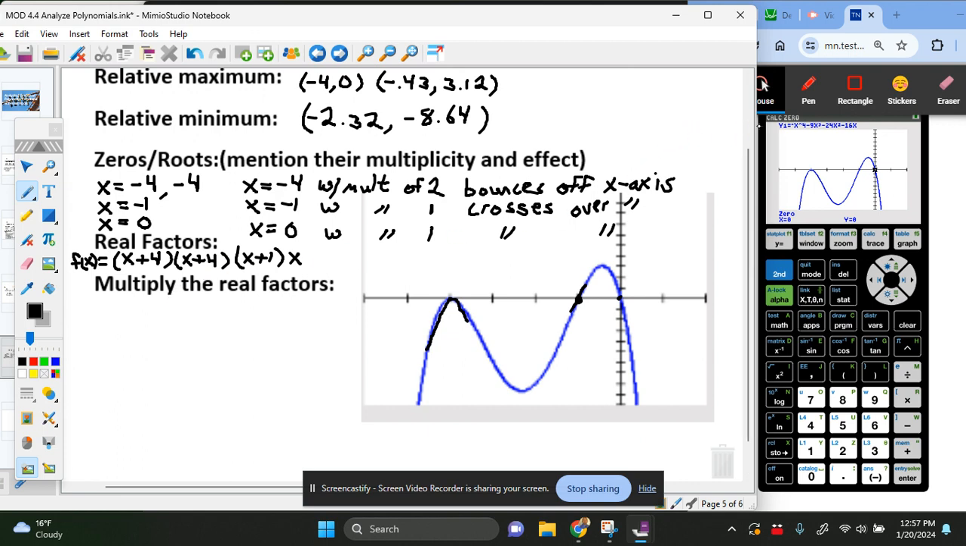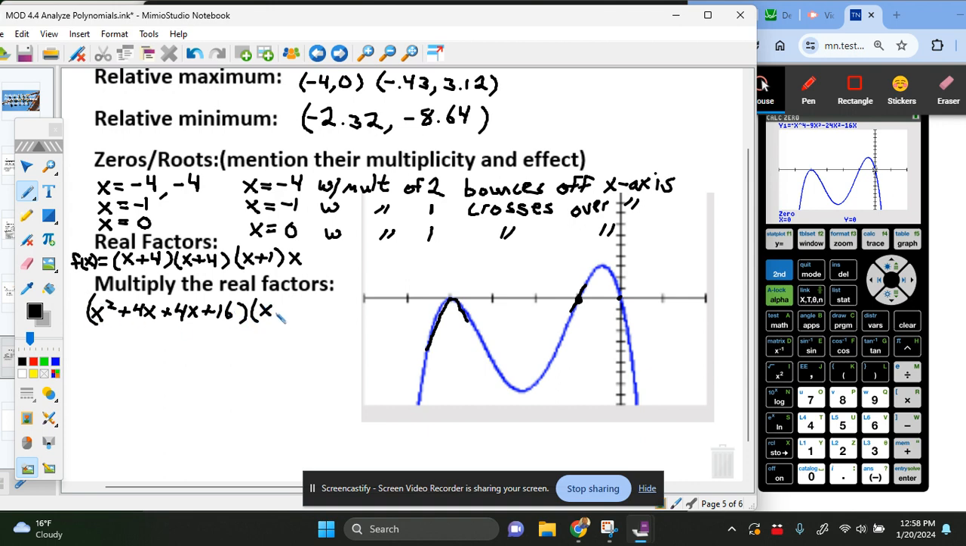The original function is x to the 4th power minus 9x cubed minus 24x squared minus 16x. So let's multiply all of these. We got x plus 4 times x plus 4. We just do FOIL on that. We have x times x is x squared, x times 4 is plus 4x. And then distribute your 4: 4 times x is 4x, so plus another 4x. You know those two are going to combine. And 4 times 4 is 16.